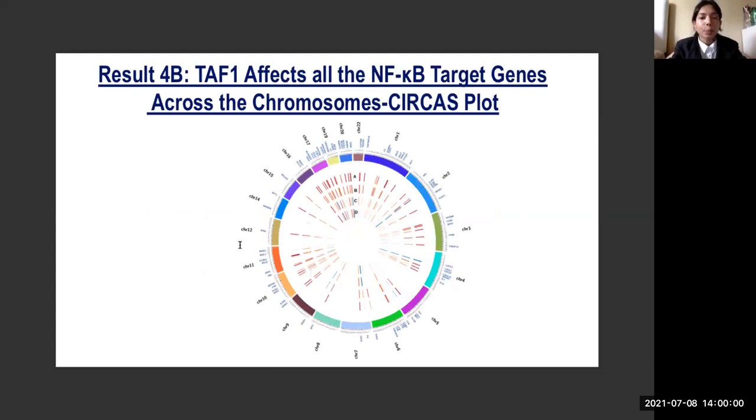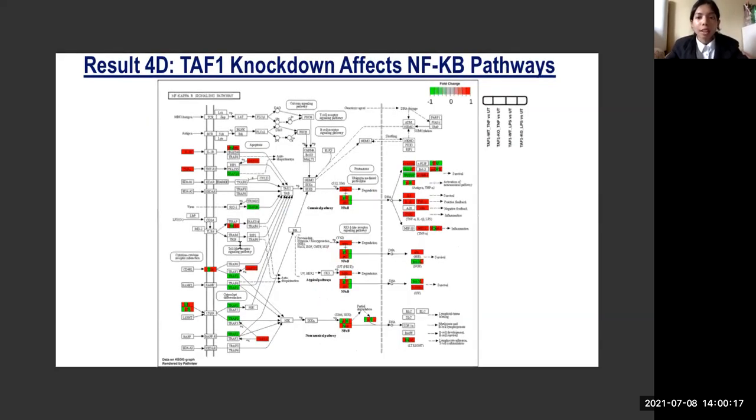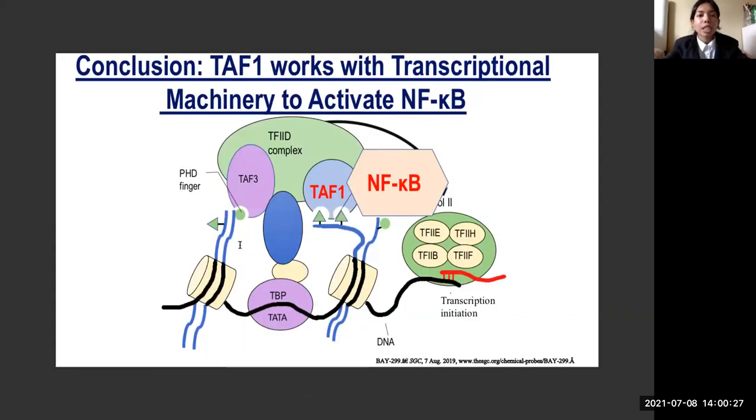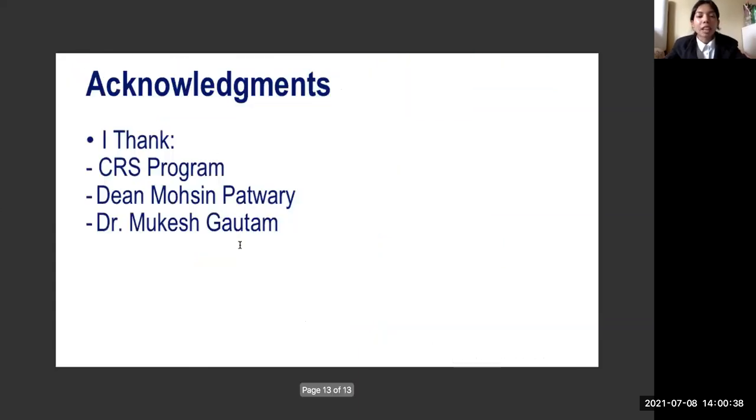As you can see here, this shows TAF1 affects NF-kappa B target genes across the chromosomes, in a circos plot, which shows that the NF-kappa B genes are distributed across the chromosomes from 1 to 22. TAF1 knockdown affects NF-kappa B pathways. We analyzed these genes, which are part of NF-kappa B, using the KEGG pathway. TAF1 works with transcriptional machinery to activate NF-kappa B. We proposed the model that TAF1 interacts with NF-kappa B, and this shows that TAF1 regulates a myriad of NF-kappa B genes.